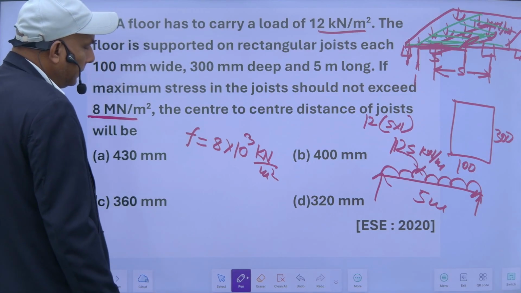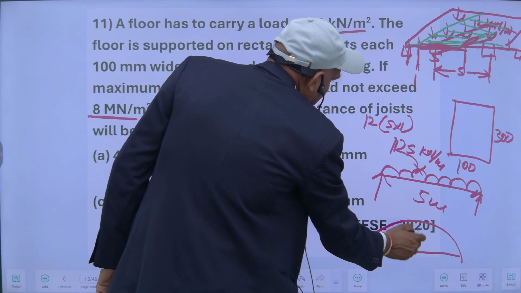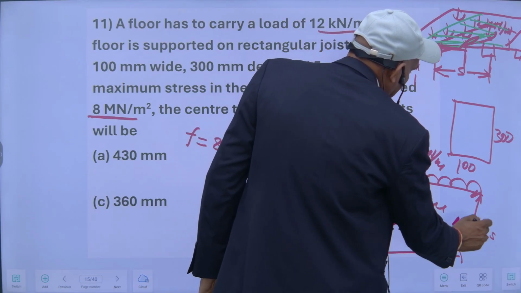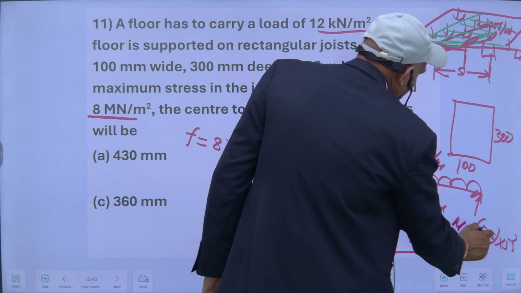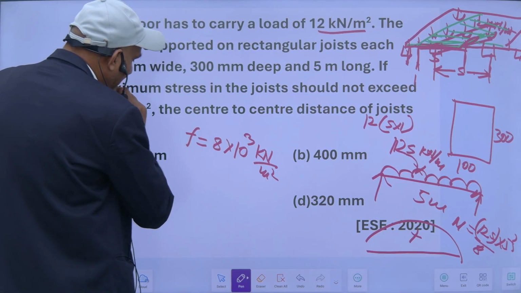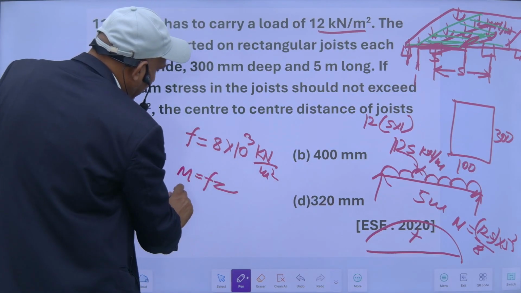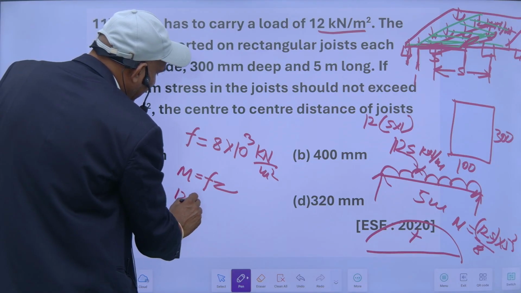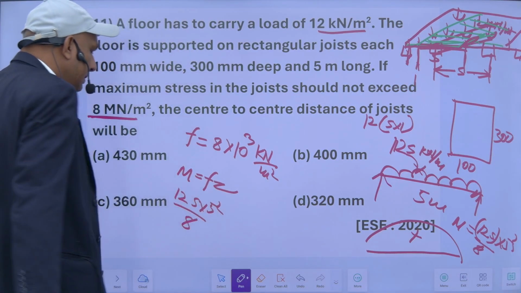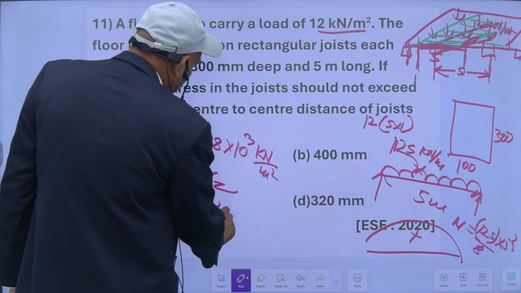Now bending moment will be WL square by 8. So this M is equal to intensity 12S into L square divided by 8. This is bending moment, and M is equal to fz. The bending moment is 12 into S into L square by 8. So this is in kilonewton meter.